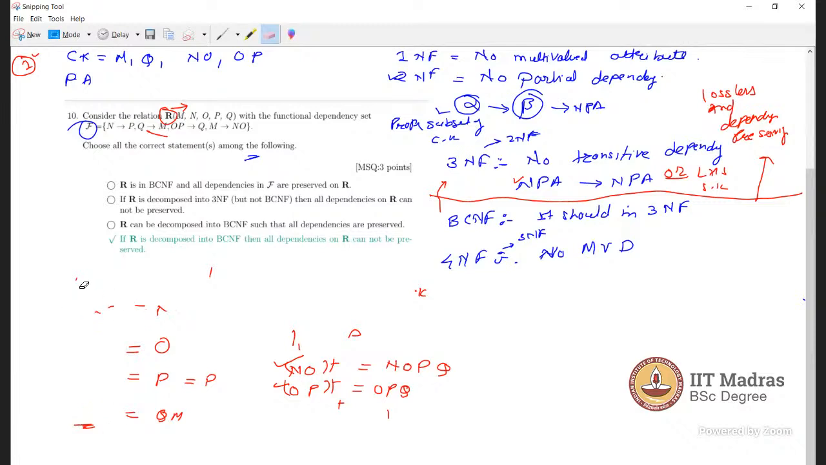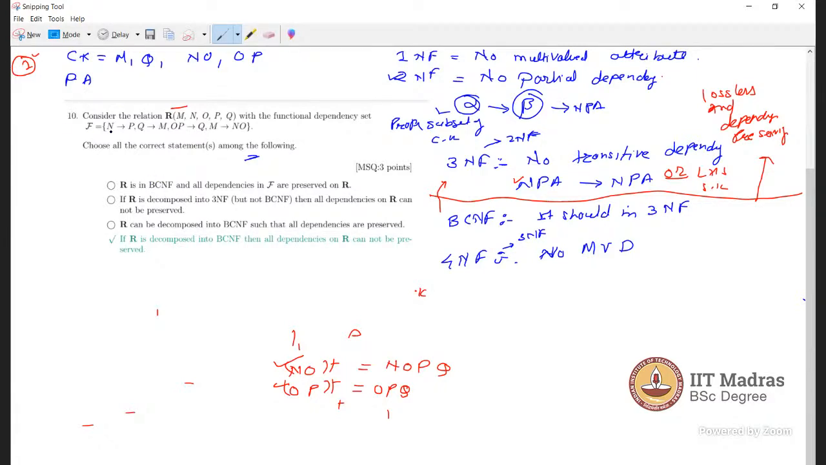So is there any partial dependency here? Which NP? One of, and NP, sir, I think it is a partial dependency. NP is the partial dependency. But NP is not there, no? So we are not putting NP, right? No, no. See, let us check whether there are any partial dependencies here or not, because we are checking. No partial dependency, sir. Okay.